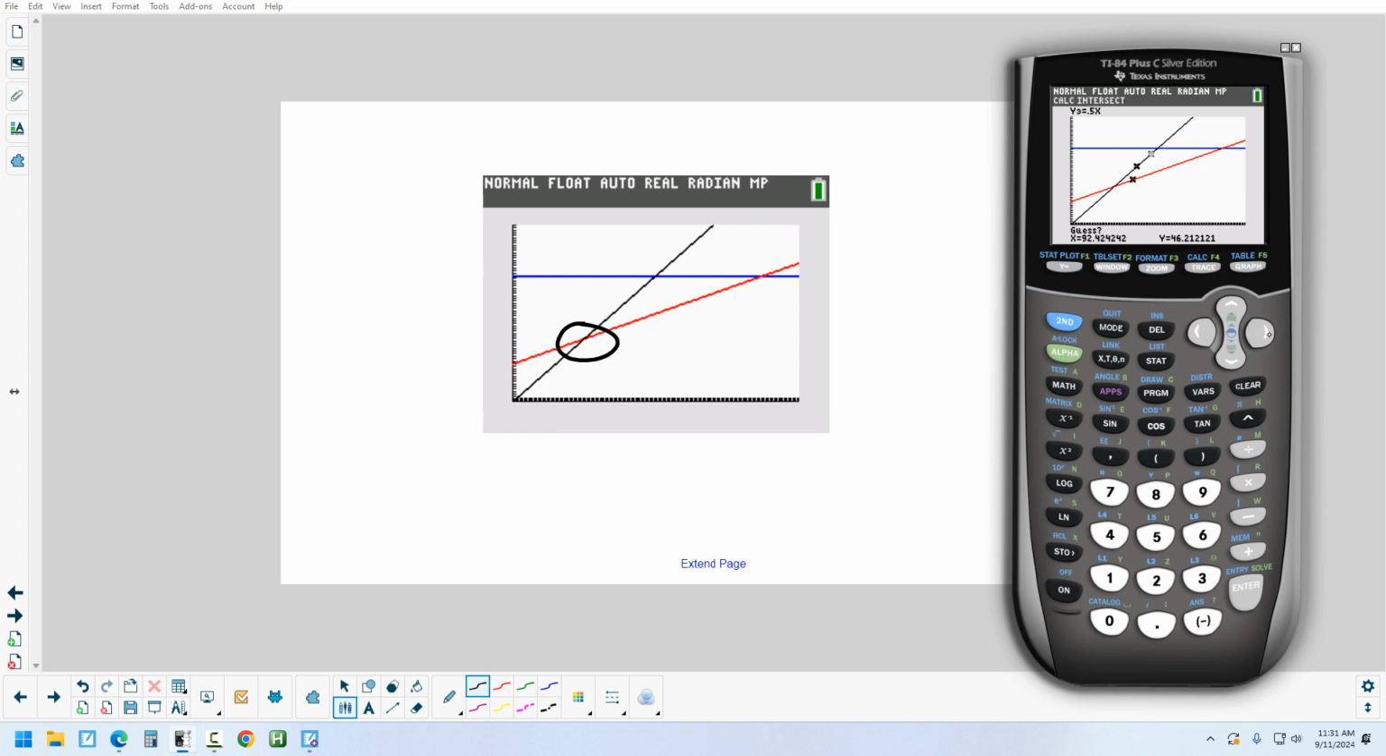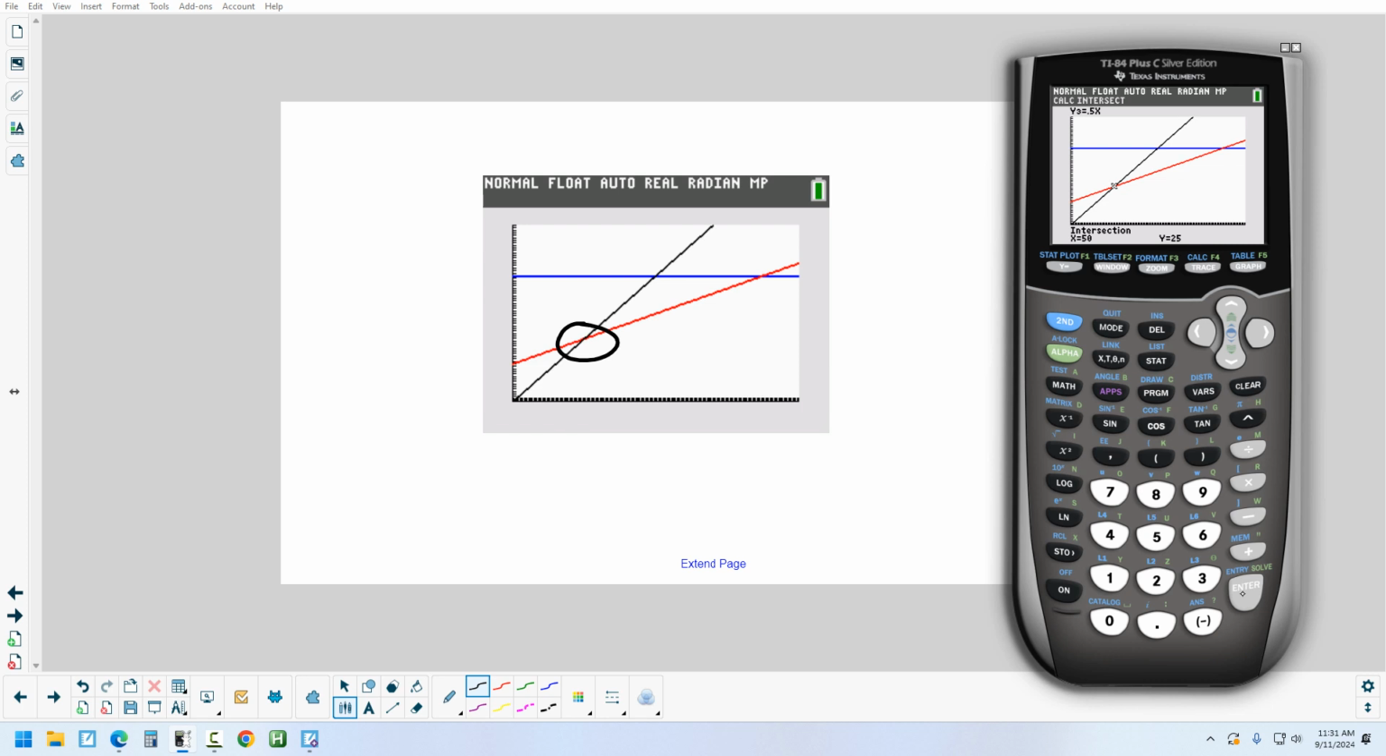Okay, remember, I'm trying to find the one down where the red and the black cross. And if I hit enter, it still finds it. No problem. So that's an example where picking the right two graphs makes a difference depending on which intersection point you want to find. Any question on that?